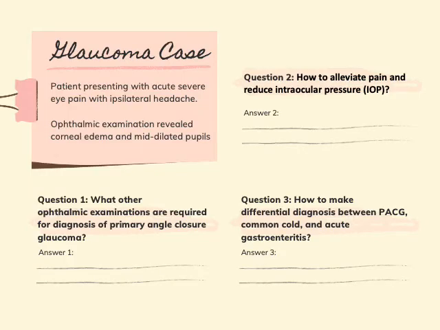To give you an idea of what their homework was, here's the glaucoma case that they gave. The patient presented with acute severe eye pain with ipsilateral headache. On ophthalmic examination, it was revealed that the cornea was edematous and the pupils were mid-dilated. This is a classic sign of primary angle closure glaucoma. The first question was, what other ophthalmic examinations are required for diagnosis of PACG? Question 2, how do you alleviate pain and reduce intraocular pressure? Question 3, how to make differential diagnosis between PACG, common cold, and acute gastroenteritis?